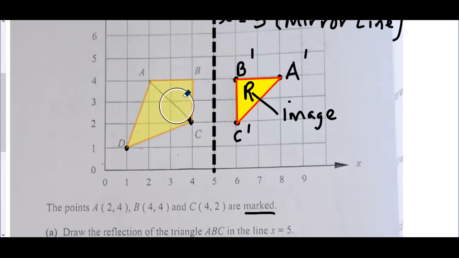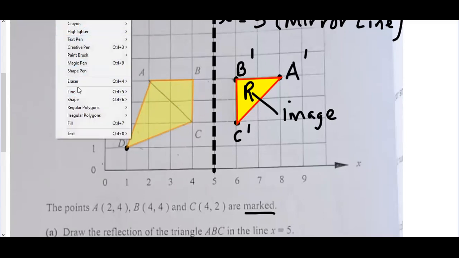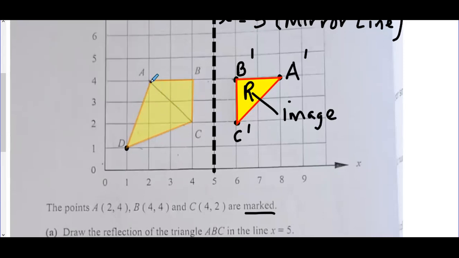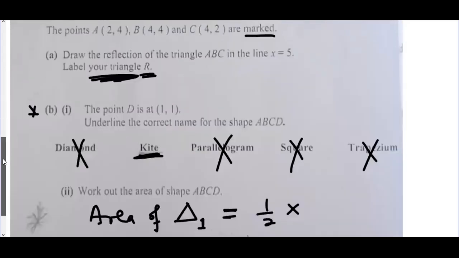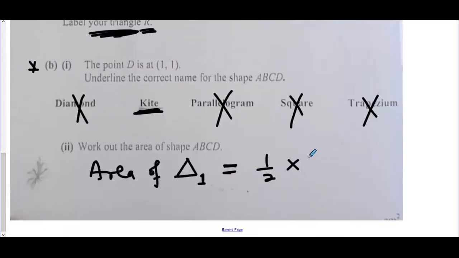Okay, maybe let me try to erase this, then I'll try to count clearly. The triangle which I'm talking about is this triangle here, and it is 2 boxes, and 2 boxes is the base, and the height is 1 box. So this will be equal to a half times 2 times 1, and this will be equal to 1 centimeter square. So that is the area of the first triangle.